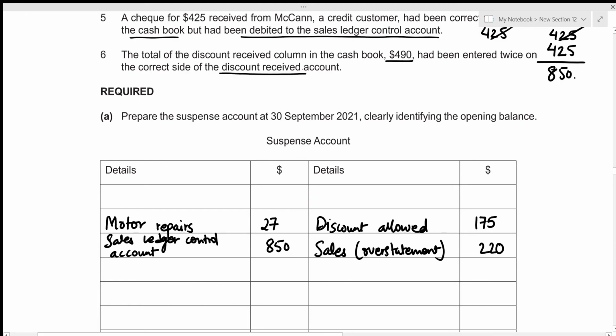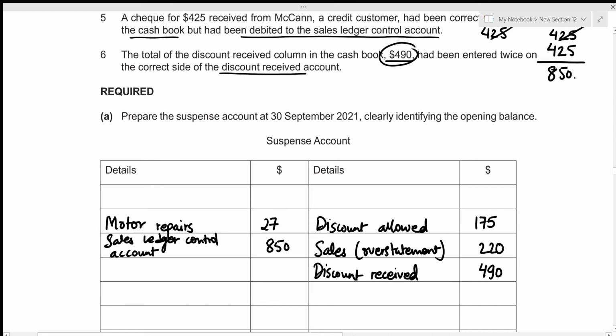So if we're talking about discount received, it is actually an income, which means that these are credited. So this amount of 490 had been credited twice. In order to rectify this error, we need to record 490 on the debit side once, right? And under the suspense account, this will be posted to the credit side under the heading of discount received. Let's write it down. So this is an overstatement with the amount of 490.